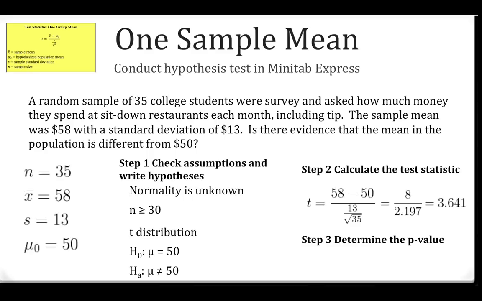Step 3, determine the p-value. To determine the p-value, we're going to construct a t-distribution, and we're going to find the area that is more extreme than t equals 3.641. This is a two-tailed test, so we're going to have to look at the area to the right of positive 3.641 and to the left of negative 3.641. Before we can construct our t-distribution, we need to compute the degrees of freedom. These are equal to n minus 1, so here the degrees of freedom equals 34. Let's go to Minitab Express now to construct this t-distribution to find the p-value.